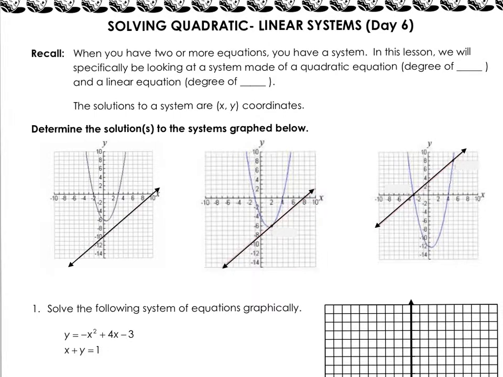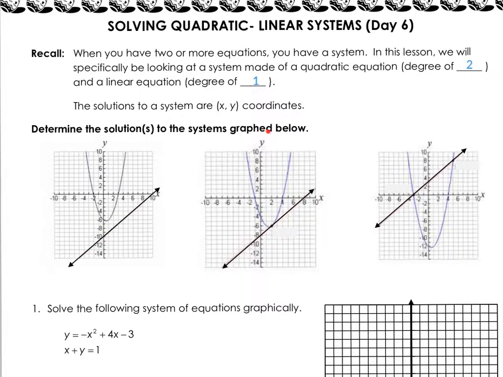Today we're going to be talking about solving quadratic and linear systems, and it's just like solving systems like we've already done in the past. So recall when you have two or more equations, you have a system, and we've already done this with linear functions, having two lines graphed and solved algebraically. In this lesson, we will specifically be looking at a system made of a quadratic equation, which has a degree of 2, and a linear function with a degree of 1. So the solutions to a system are always written as x comma y coordinates, and in the past they've been 1 point, but now that we're talking about quadratics, it can be more than 1.